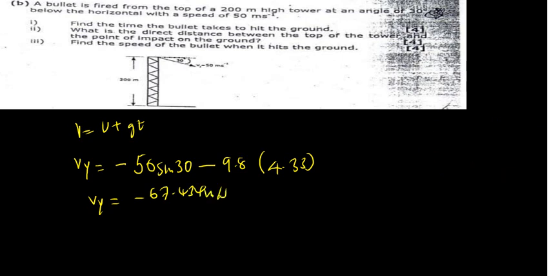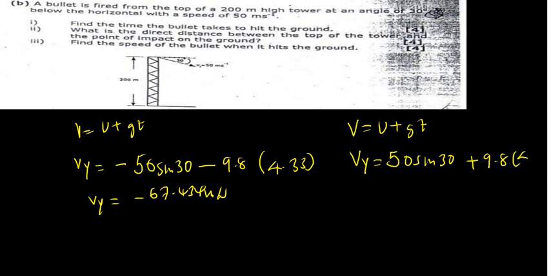This is not something to worry about. If we want, we can just say v is equal to u plus gt. Forget about taking the down direction as negative. Let's take the down direction as positive, or just the way we've been taking all these questions. So I'm going to say vy is going to be the initial velocity in the y. We'll just say it is 50 sin 30. G going down is positive, so that will be positive 9.8. The time is 4.33. Then this is going to give us the answer as positive 67.434 meters per second. So the sign is just representing that we are going down. We are taking motion going down as negative.